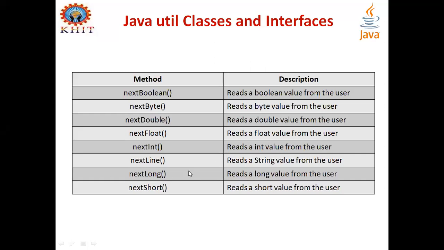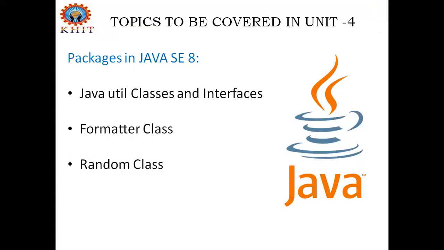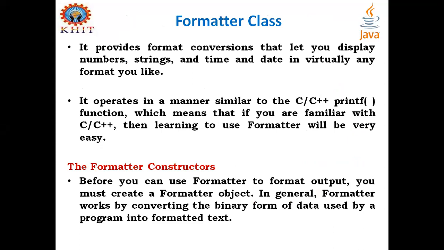And these are the set of methods available in this util package for the Scanner class specifically. Next one, the Formatter class. It provides format conversion that lets you display numbers, strings, and time and date in virtually any format you like. So see, this Formatter class contains initially some constructors. In what point of view this Formatter object is going to be created, and that Formatter works by converting the binary form of data used by a program into formatted text.